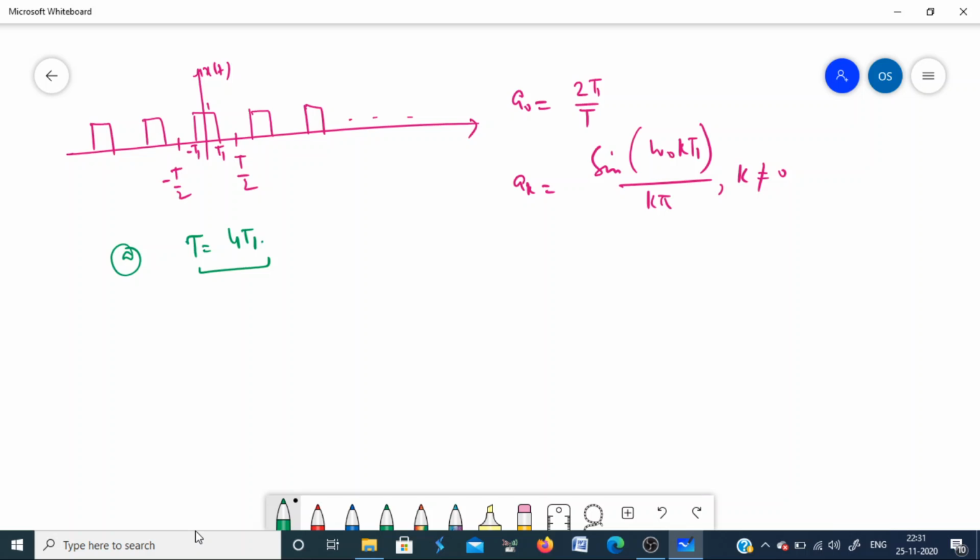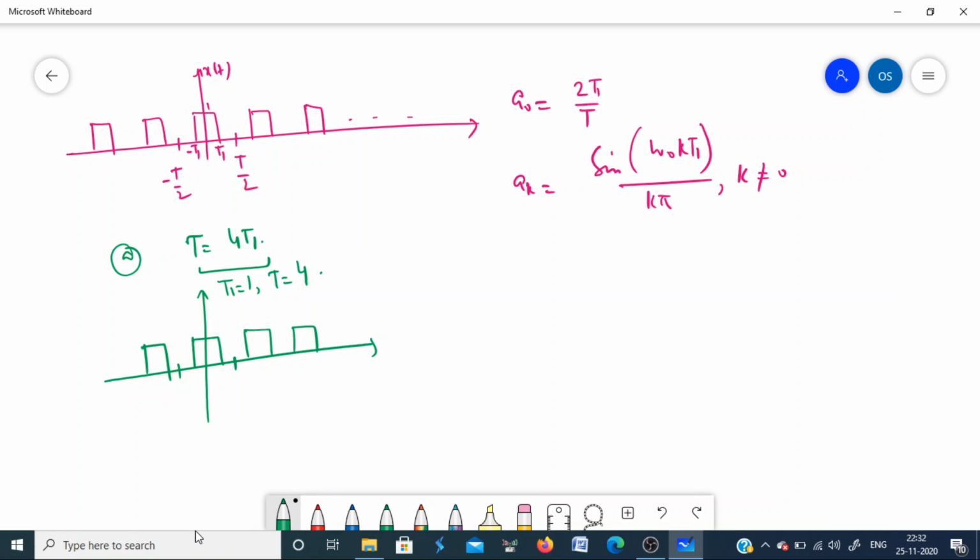It means if I take t1 is equal to 2, your t will be equal to 8. If I take t1 is equal to 1, t will be 4. Anything like this. Okay, isn't it? It means I can have it like this. Suppose if my t1 is equal to 1, your t will be equal to 4. So you will get a pulse like this, a signal like this. T1 is equal to 1.